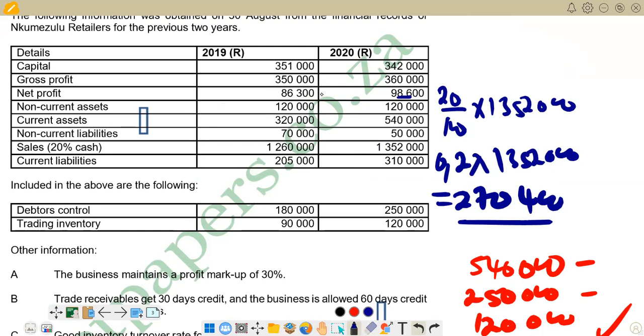For average capital, we are going to add the total capital for the current year, which is 360,000, then we add 350,000, then the total we divide by 2 to get the average. Then this is the figure that we are going to use. So we can just present it there by saying this one over this one plus this one divided by 2. So we can just go there and substitute those figures.